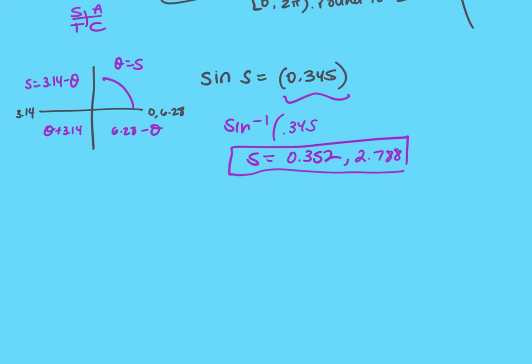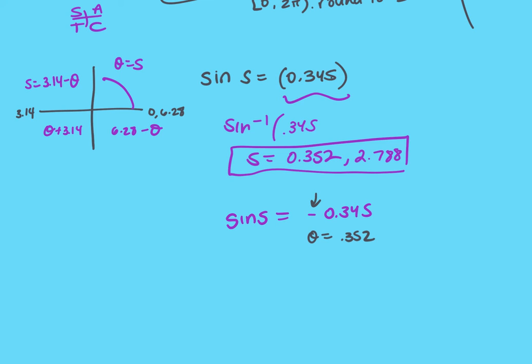So let's say sine was negative. Sine of S equals negative 0.345. My recommendation is treat it as though it's positive first. So I would do the same thing I just did, and I would get theta equals 0.352. That's your reference angle. That is not your answer, okay? Because that would give me a positive answer, and my question is negative.